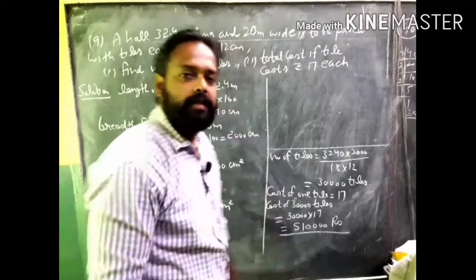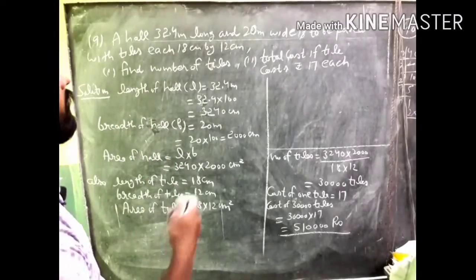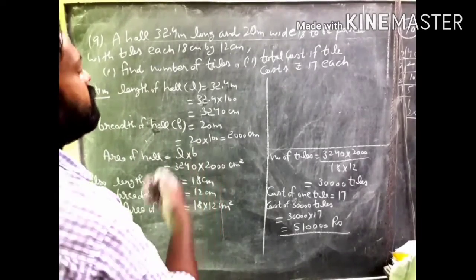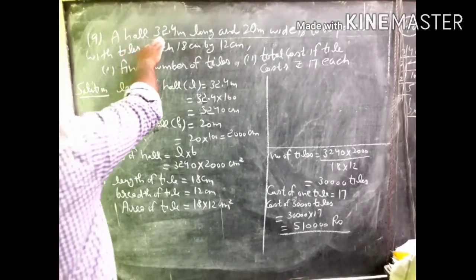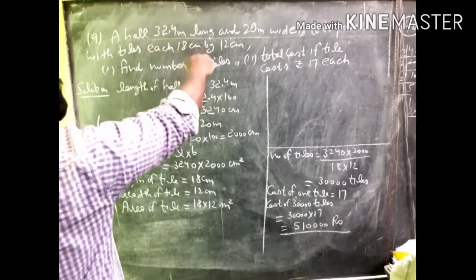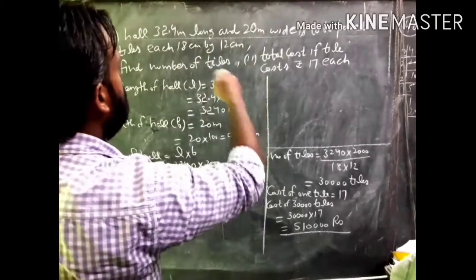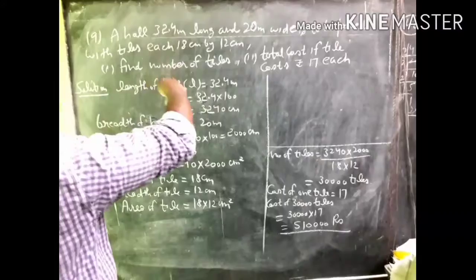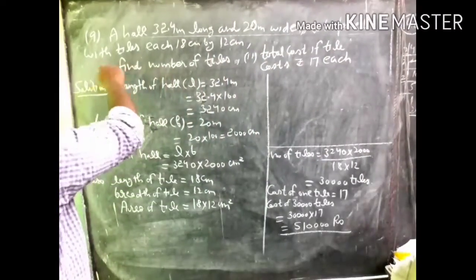Okay, now see, it's the next sum, the 9th sum. It is also very important and also very interesting. You have to watch this sum again carefully. Now see, a hall is 32.4 meter long, its length is 32.4 meter and 20 meter wide, means its breadth is 20 meter, and it is to be paved with tiles.